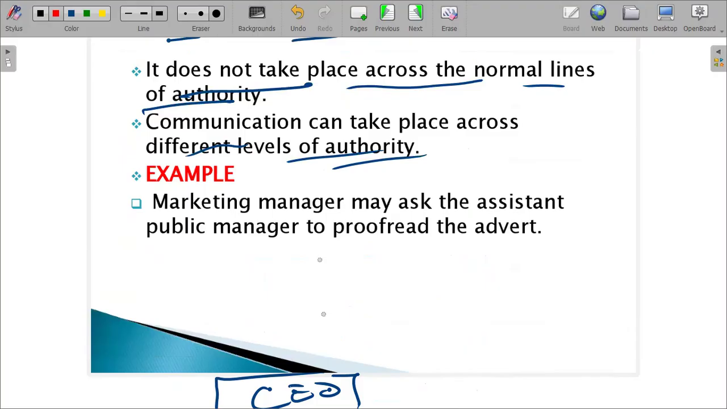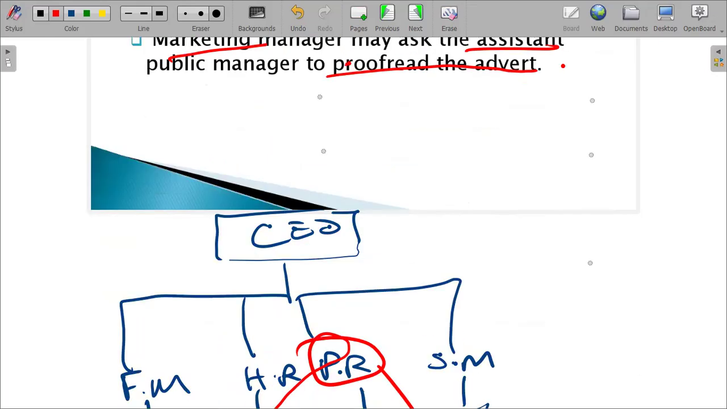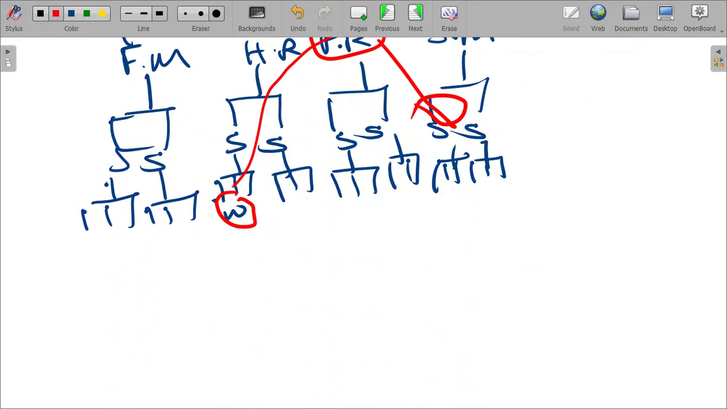Employees of different levels of authority and different departments can also communicate with each other. For example, the marketing manager may ask the supervisor or the assistant public manager to proofread the advertisement. That's what we call diagonal communication.